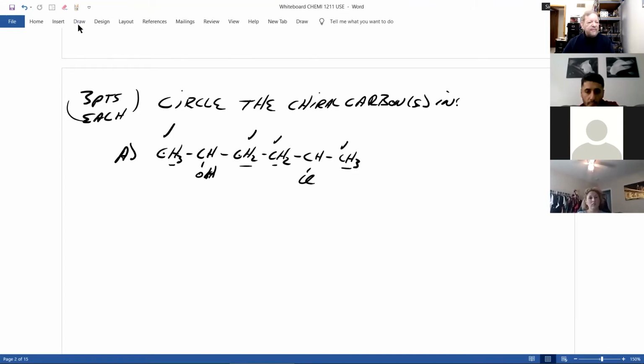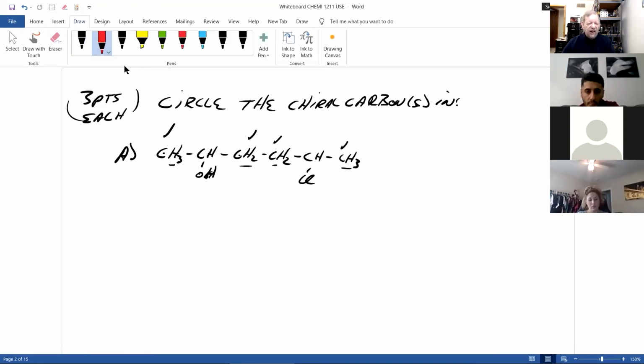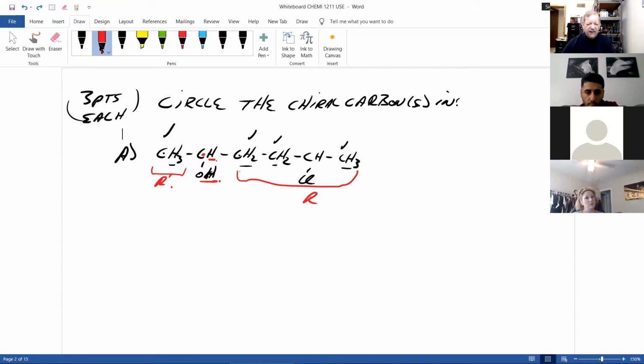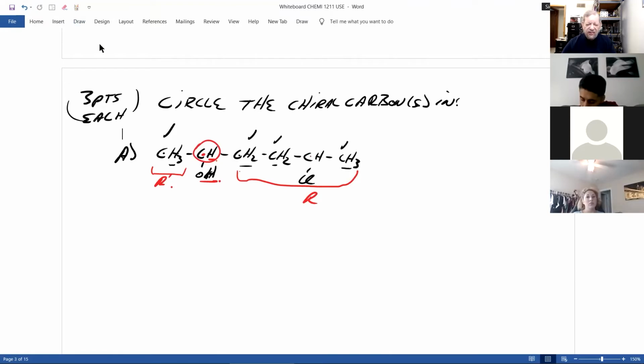Now, if we look at this carbon, it has a hydrogen, a hydroxyl group, this methyl group, and this group I'll call R. I can call this R prime. So it has hydrogen, hydroxyl, R prime, and R, 4 different groups. So that's a chiral carbon. I actually circled more than a carbon. So let's do this. If you were to do that on a test, I would mark it wrong. There you go.